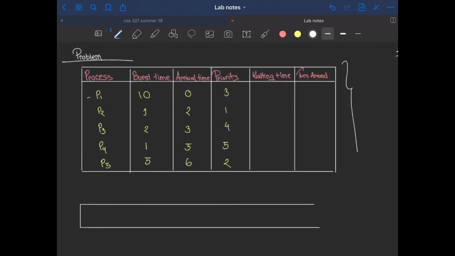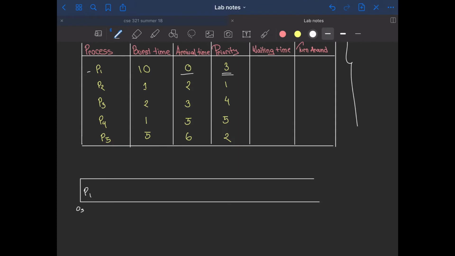P1 is the process that comes at the arrival time of 0. So at the 0th second we have P1, which has a burst time of 10 seconds and a priority of 3. In this case we do not have any other processes to compare to, right? So P1 is already the highest priority process here. So P1 works for 2 seconds, and P1 has 8 seconds left.